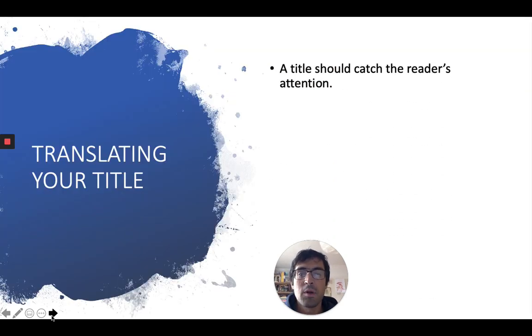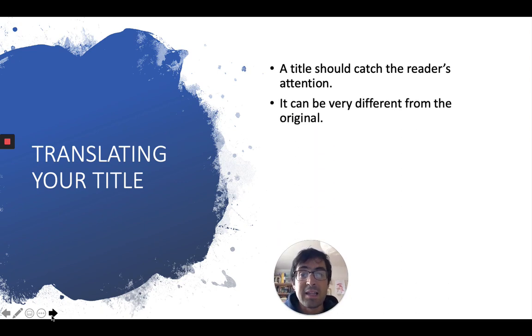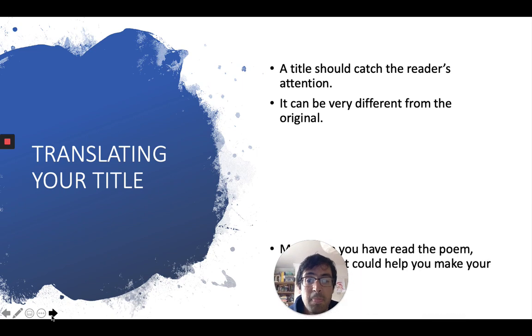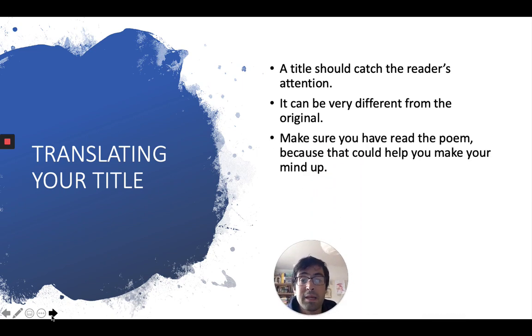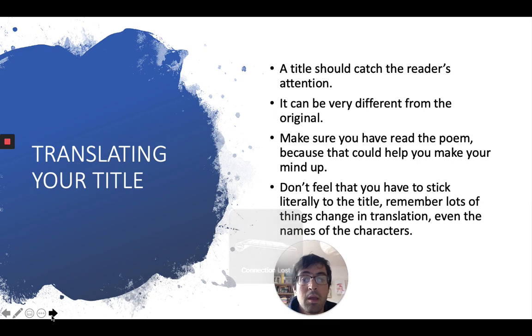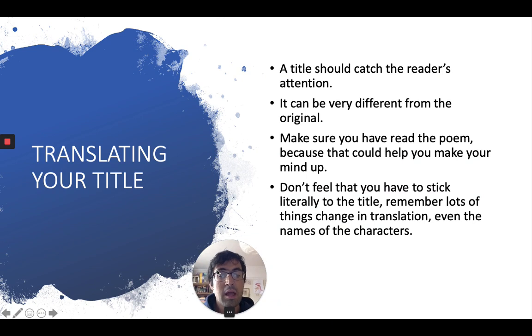So, titles. When you're translating your title, remember firstly that the title should catch the reader's attention. Secondly, it can be very different from the original. Thirdly, make sure you repeat the poem because that could help you make up your mind. And don't feel that you have to stick literally to the title. Remember that lots of things change in translation, even the names of the characters. Okay? That's an important point which I'll come back to. Finally, although you will probably want to translate your title before you translate your poem, it's very likely that after you've translated your poem, you might want to come back and change the title. So whatever you decide doesn't have to be a final decision.